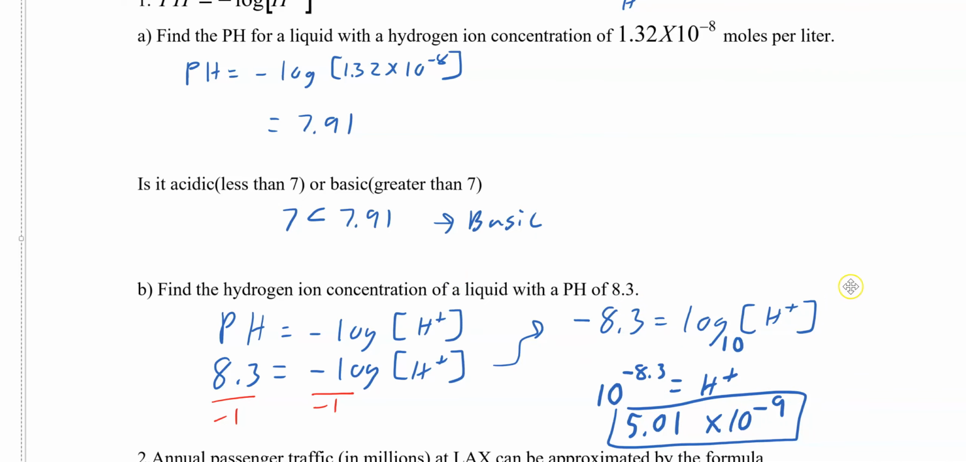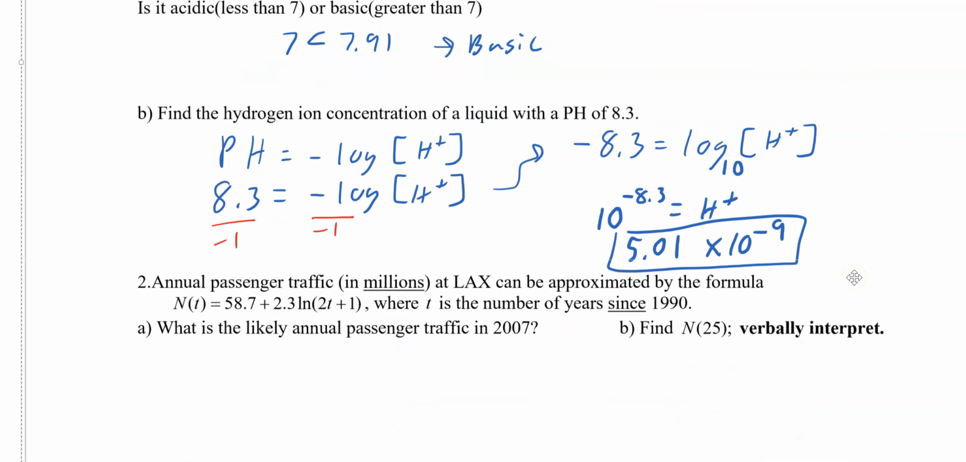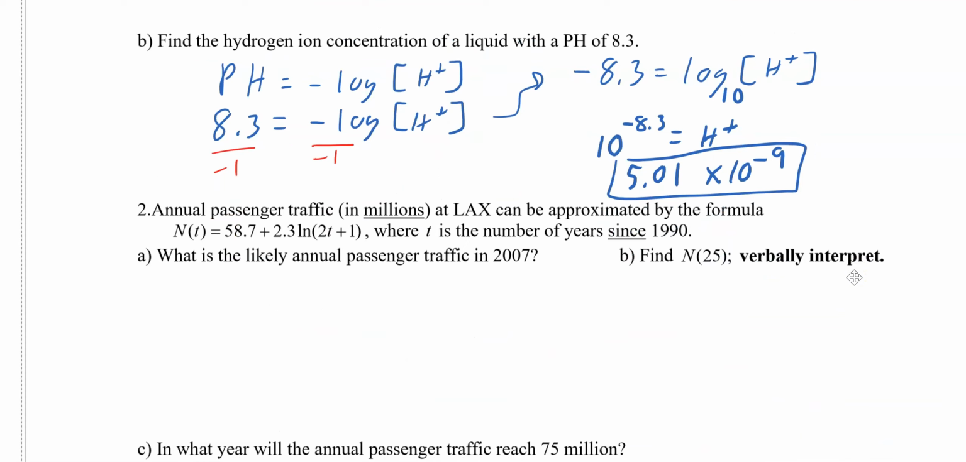Now, it's not just for pH that we use logarithms. There's lots of applications for them. Anything that we can use that would represent a log graph. So in this case, it's the annual passenger traffic in millions for LAX approximated by the formula. So anytime we have a graph that kind of has that shape to it, we can do a regression on it to give us a logarithm if it fits it well.